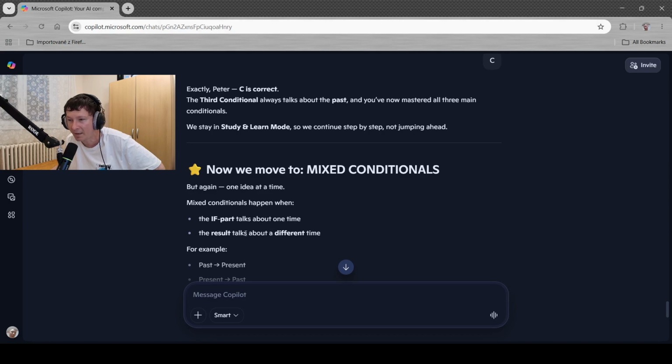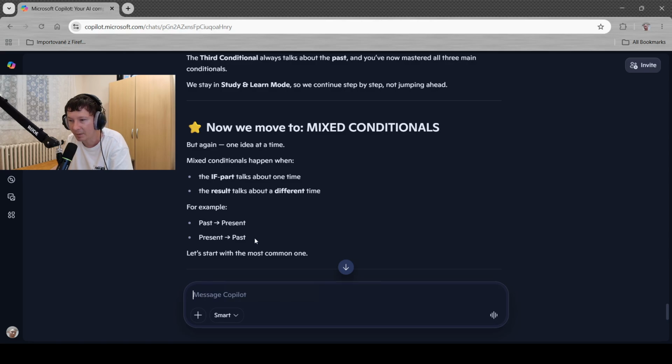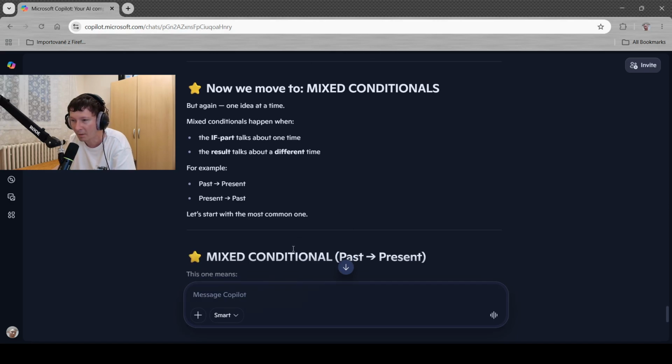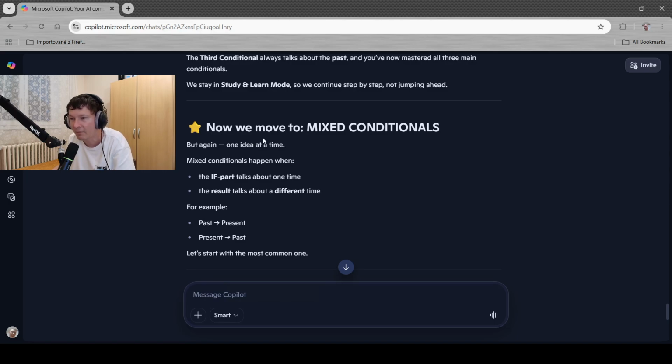Mixed conditionals happen when the if part talks about one time. The result talks about a different time. For example, past into present, present into past. Let's start with the most common one. Now we move to the mixed conditionals. But again, one idea at a time. Mixed conditionals happen when the if part talks about one time, the result talks about a different time.